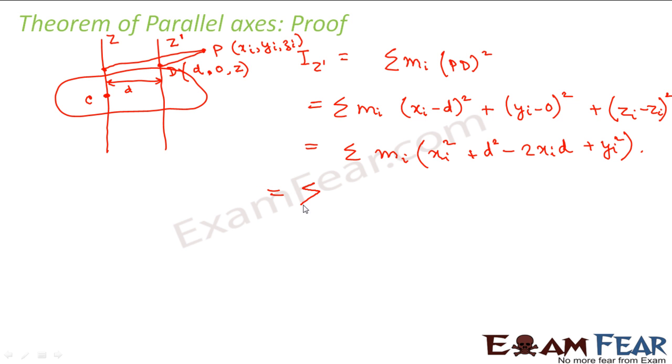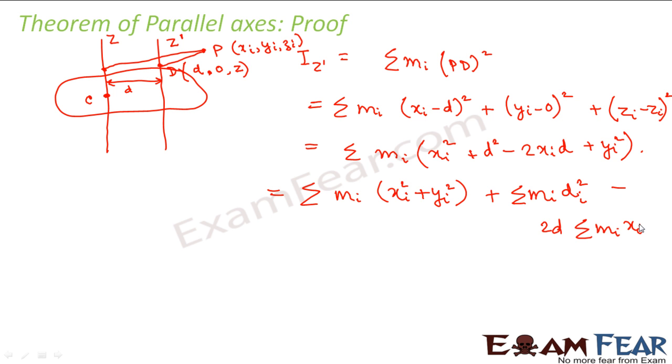So this becomes equal to summation of mi into xi square plus yi square, plus summation of mi d square, minus 2d into summation of mi xi. Now what is summation of mi xi? Summation of mi is capital M, and summation of mi xi is nothing but M times x center of mass, which is equal to 0.